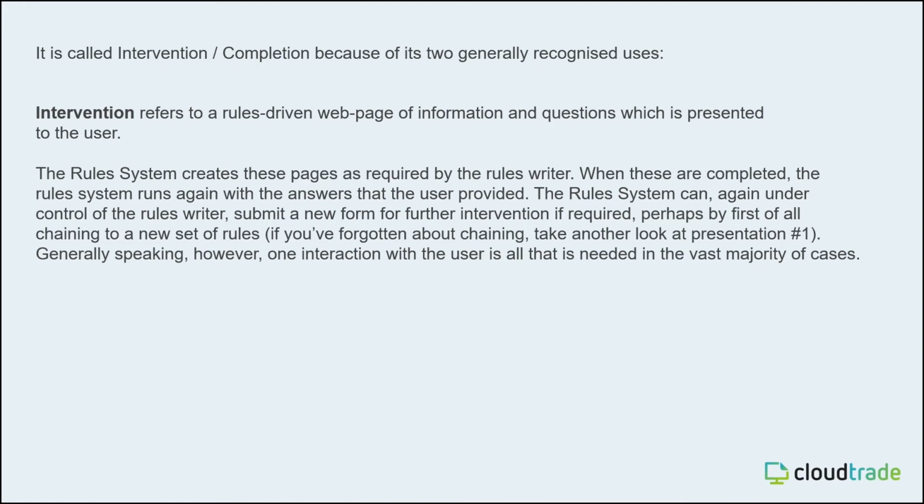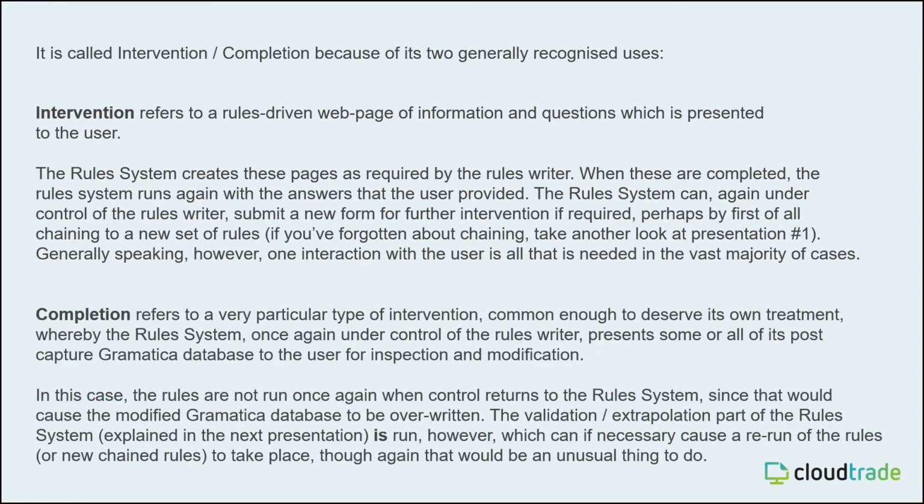With completion, we're in a different realm really. Here the rule system has captured everything it can, and now it realizes that not everything was there. So it passes control to a user to allow the user to fill in the gaps. When you come back from completion, you don't rerun the rules, because the user may well have overridden some of the stuff that the rule system captured.